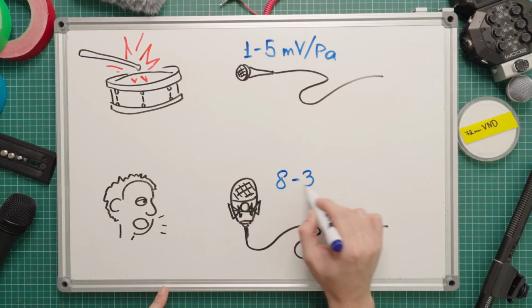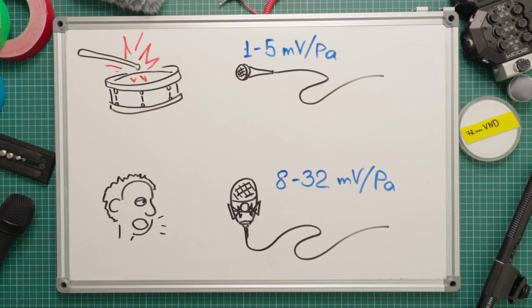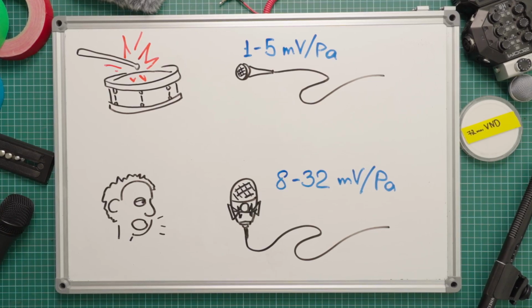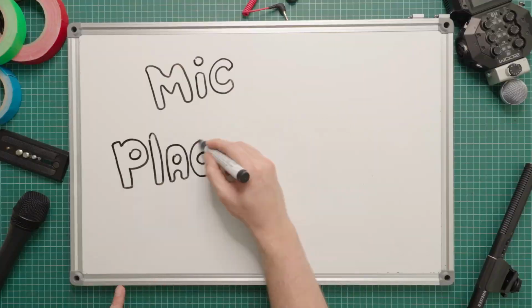In general, remember this: a more sensitive microphone will give you more signal, and a less sensitive one will give you less signal. I'm sure you get how this works, and later we'll cover more details about using it. But there's another major thing that affects your signal level: mic placement.